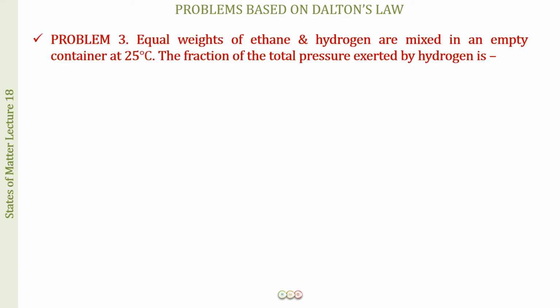Now the next question is that equal weights of ethane and hydrogen are mixed in an empty container at 25 degrees Celsius. The fraction of the total pressure exerted by hydrogen is, and the choices given are 1:2, 1:1, 1:16 and 15:16. Now this is a question which was asked in the entrance examination for IIT in the year 1991, also in the year 1984, and a similar question with different gases also in the year 1981.